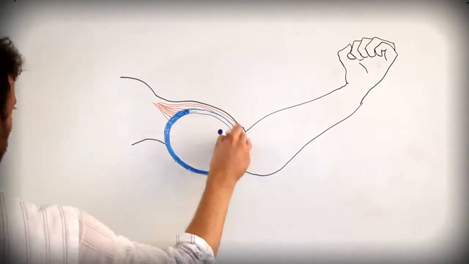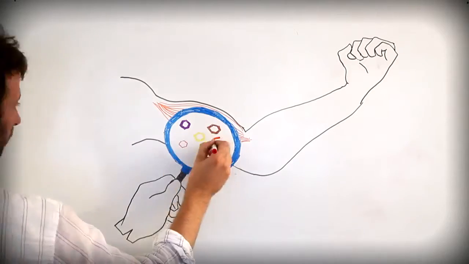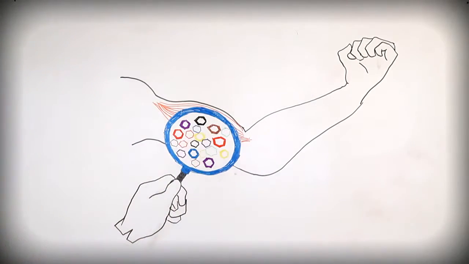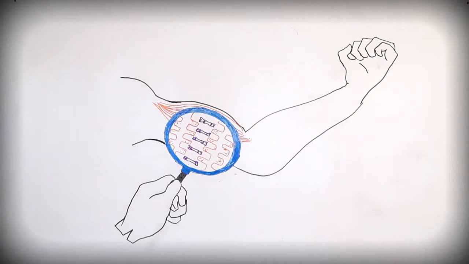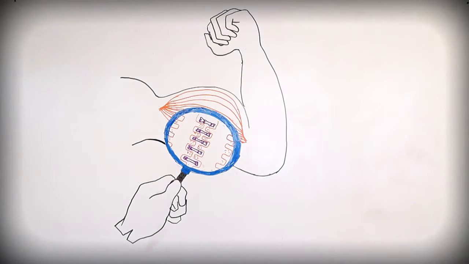There are more than 20 proteins present in muscle tissues. The stimulation of 2 of these proteins, actin and myosin, causes them to slide towards one another, contracting the fibers.